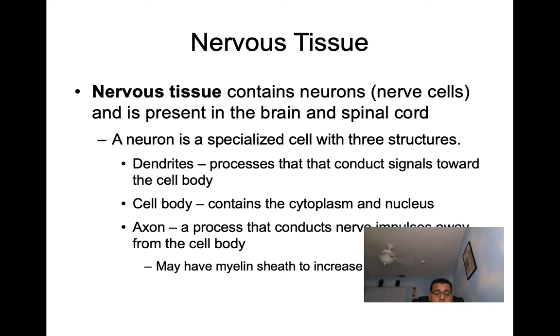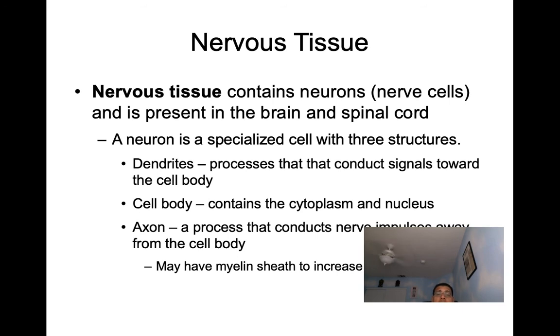Nerves conduct impulses from our sensory receptors to the spinal cord and the brain, where integration takes place. Nerves also conduct nerve impulses away from the spinal cord and brain to the muscles and our glands, causing them to contract and secrete.